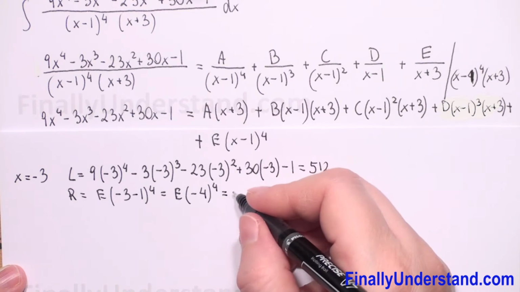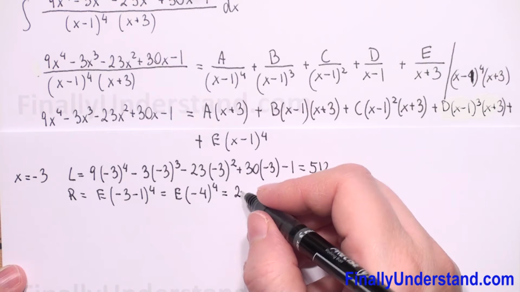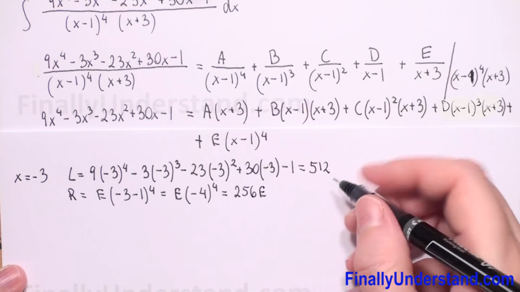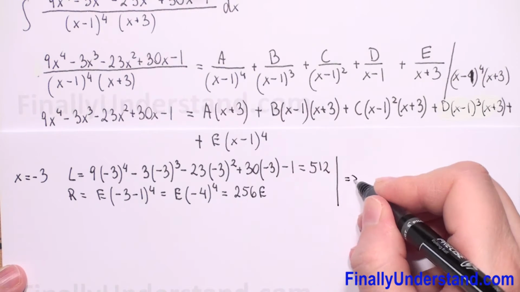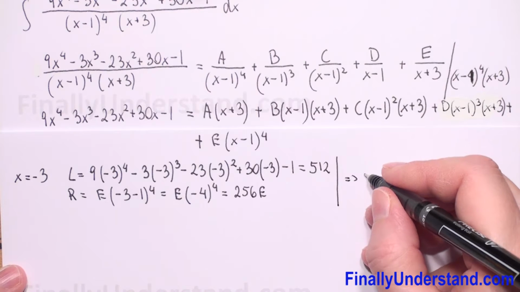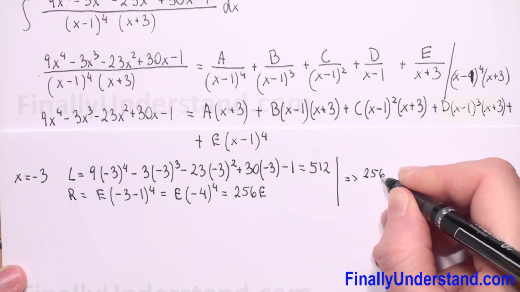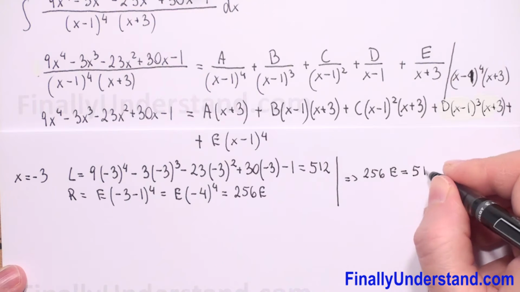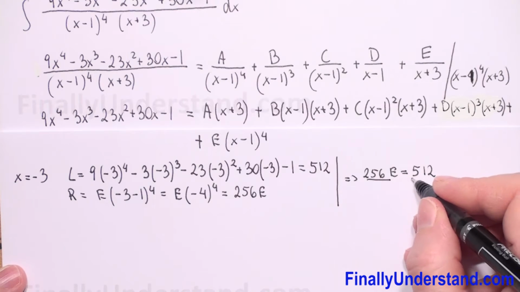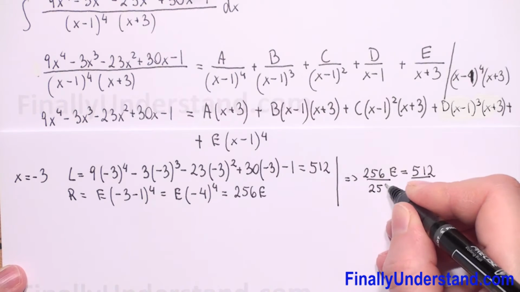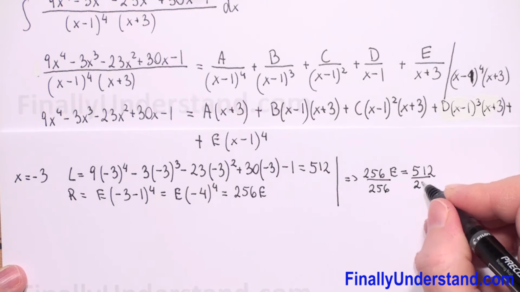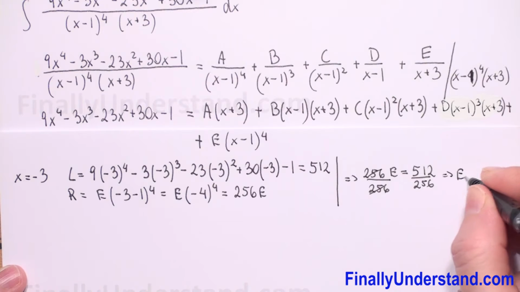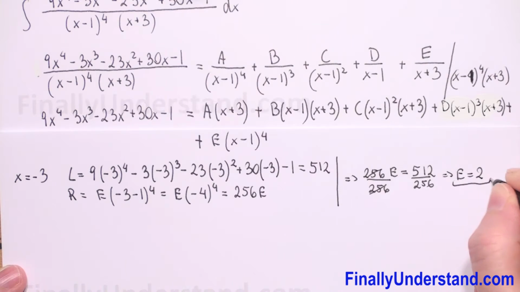This is equal to 256 E. Left side must be equal to right side. So we have 256 E must be equal 512. Now we divide both sides by 256. So we have that E is equal to 2.